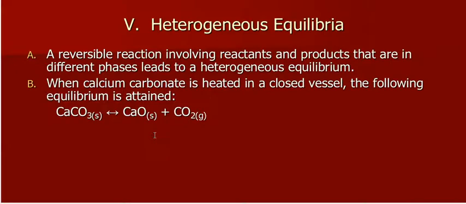When you have a heterogeneous equilibrium established, that means the reactants and products are in different phases. So for example, when calcium carbonate is heated in a closed vessel, the following equilibrium is attained. Well, the concentration of pure solids and liquids do not change as the reaction proceeds. So we actually leave out solids and liquids in the K expression.